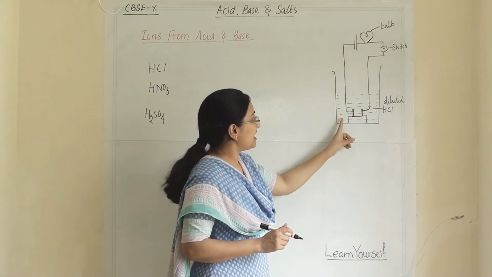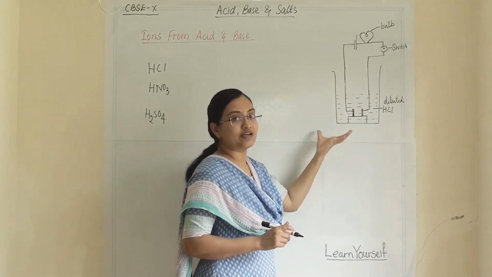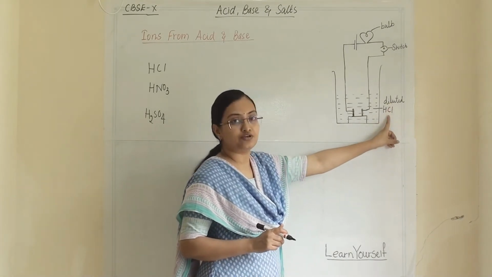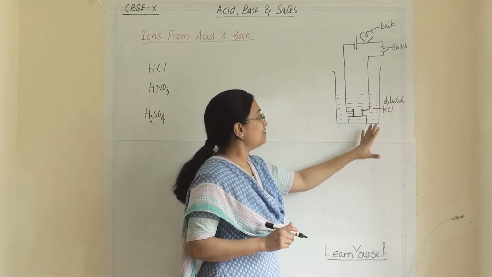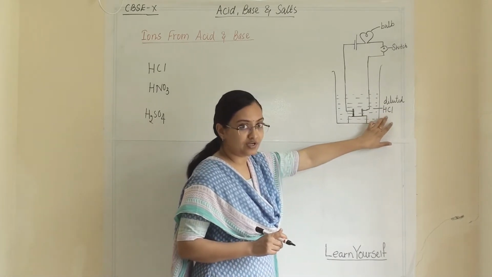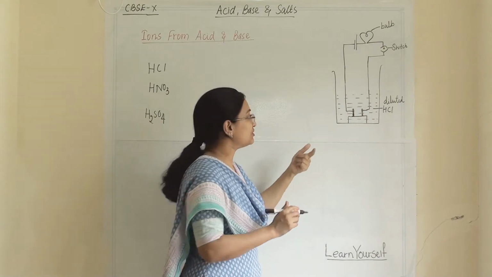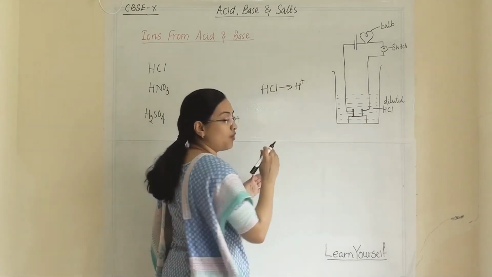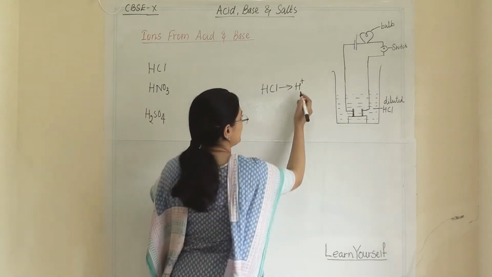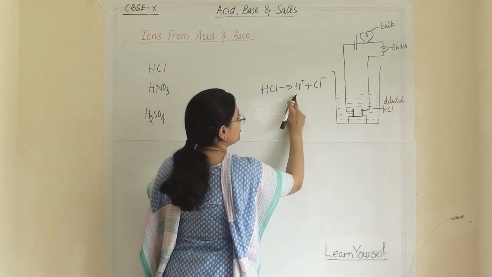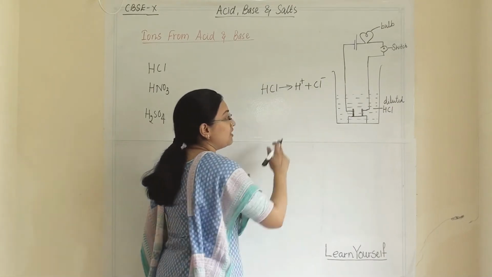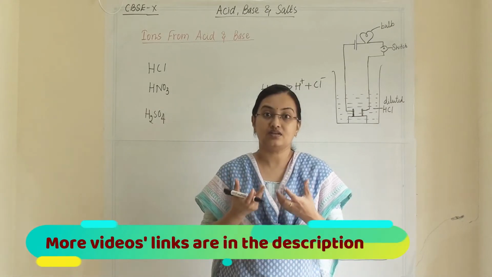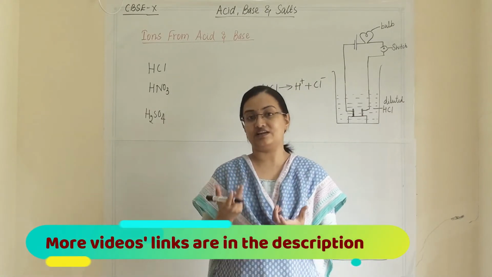And as an electrolytic solution or as a medium of electrolytic cell, we have taken diluted hydrochloric acid. So when it is mixing with water, the HCl will dissociate, or we can also say it will decompose, into H plus and Cl minus. We know that electricity will pass through ions. The ions are the carriers of electricity.